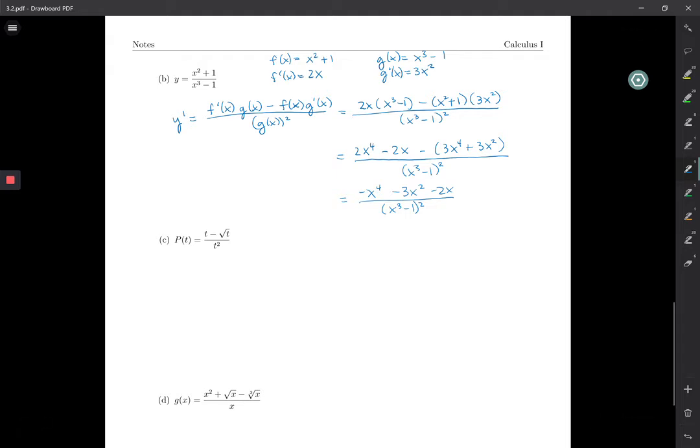Okay, so here we have a function that is the quotient of two functions, right?